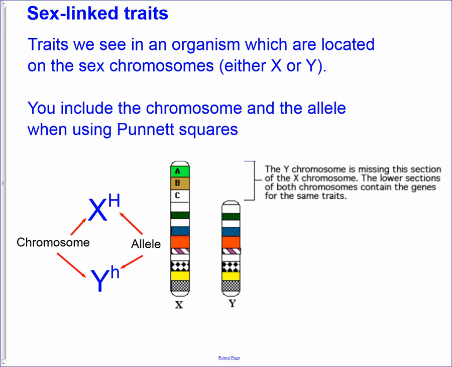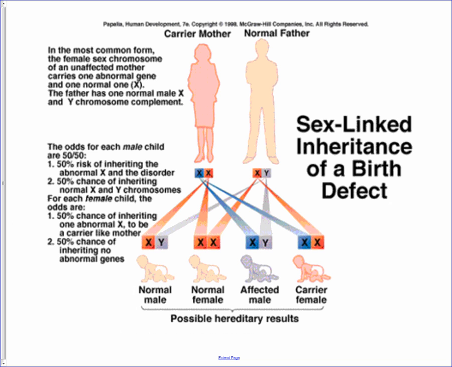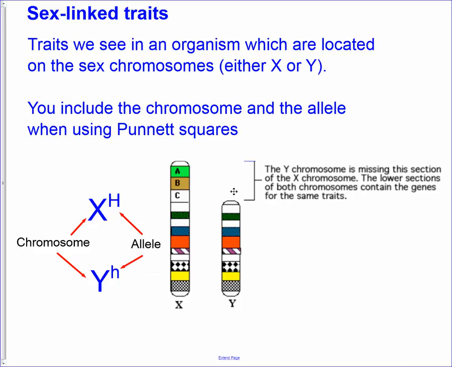So for example, what that would look like, let's see. One of the interesting results of these X chromosomes is that because the Y chromosome is significantly shorter, it misses a section and therefore it's missing some alleles. So in this cartoon picture, it shows that it's missing the A, B, and C alleles on the Y chromosome.